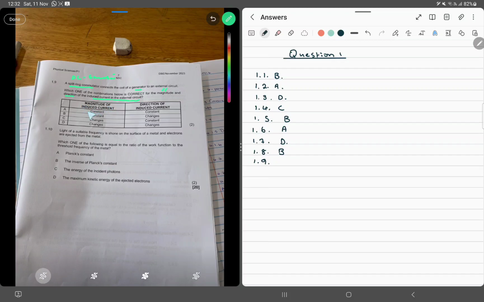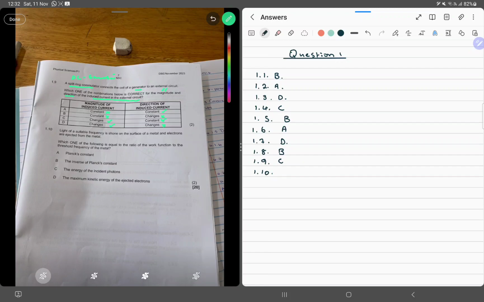Is the magnitude of the induced current constant? The answer is no. So anything that says constant, no, but we know that it changes from maximum to minimum, isn't it? Then the induced current, because of that split ring commutator, ensures that the current direction is constant. It does not change. So which one ticks the boxes is option C.